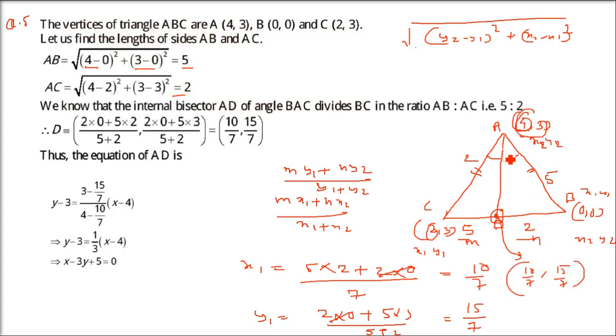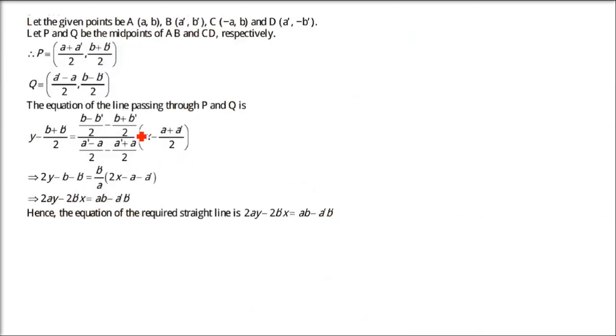So now we have one end as 4, 3, the other end is 10 by 7 and 15 by 7. Take this as x1, y1, this as x2, y2. Now you know the formula, y minus y1 equals y2 minus y1 by x2 minus x1, times x minus x1. x minus 3y plus 5 equals 0 is going to come. This is the equation.